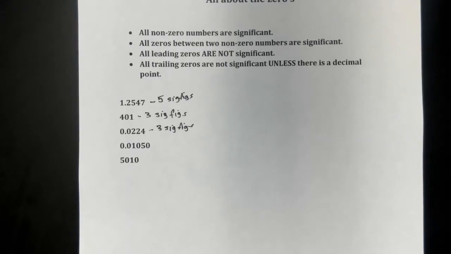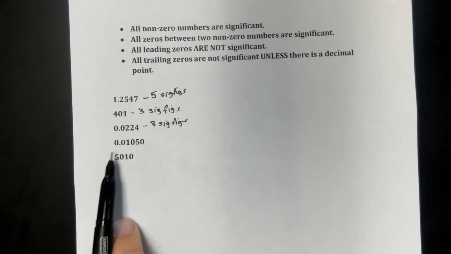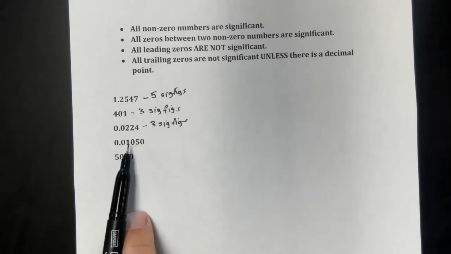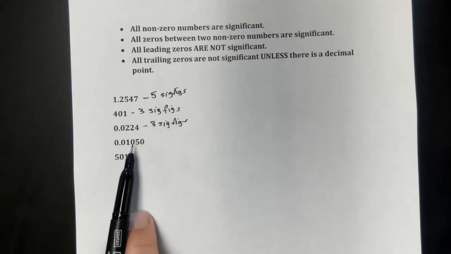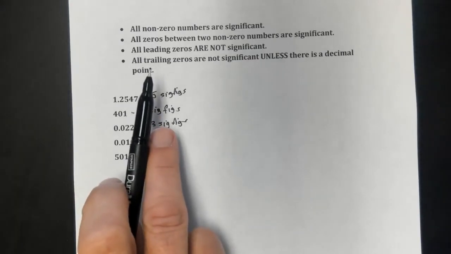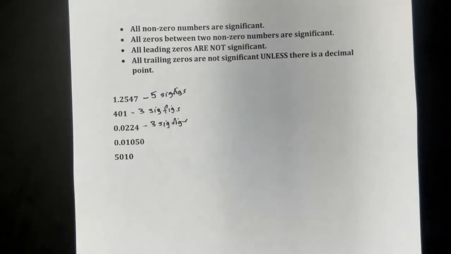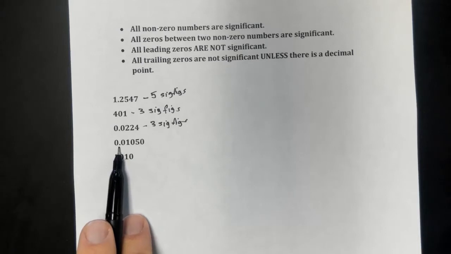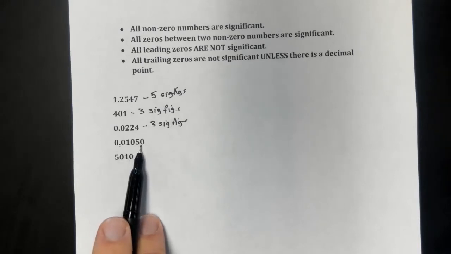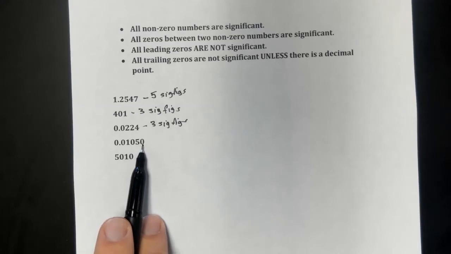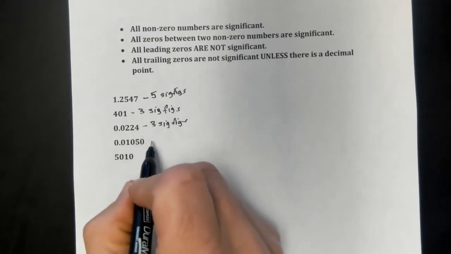What about the next one? We have 2 leading zeros. They're not significant. We have a 0 that is in between 2 non-zero numbers, so that 0 is significant. And we have a trailing 0. Interesting. Now all trailing zeros are not significant unless there's a decimal point. Well, we have a decimal point. It's right there. So that's a trailing 0, but since there's a decimal point, that 0 is significant. 4 significant figures.